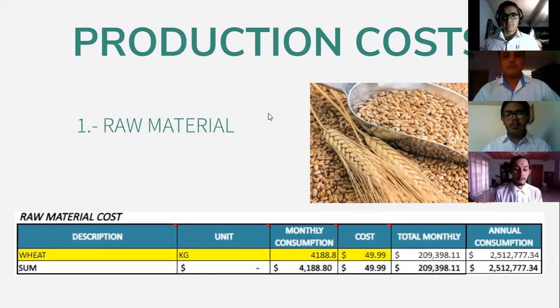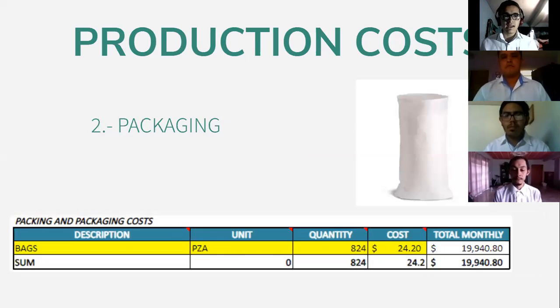And then we have here the production cost. This budget of production cost is divided into four parts, categories. The first one is the raw material. It is like the most important, I think, because the raw material refers to what we are going to produce or we are going to use in the production. In this case, the company is going to use the wheat. It is in kilograms. We have here the cost and the consumption per month, and we have the totals per year. The company is going to spend 2,512,777.34 Mexican pesos.